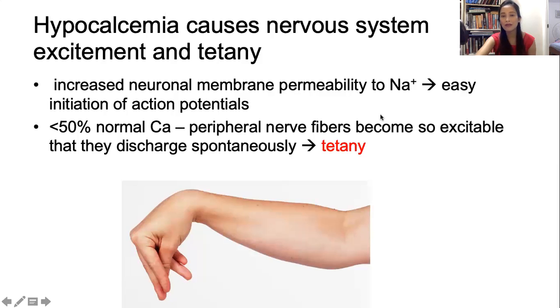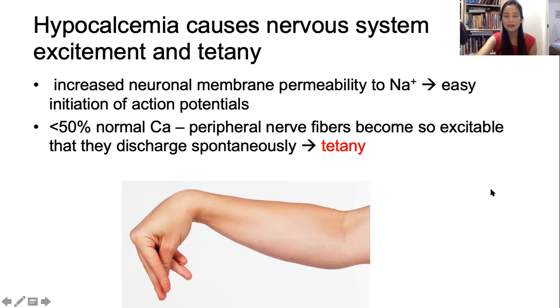Hypocalcemia, if there's very low calcium in the body, causes nervous system excitement and tetany. Your calcium is very important in your nerve physiology. If there is hypocalcemia, or low calcium, there will be an increased neuronal membrane permeability to sodium. And because of the increased permeability to sodium, your sodium will go inside your voltage-gated ion channels more easily and will easily trigger initiation of your action potentials.